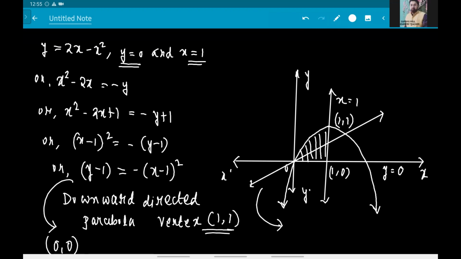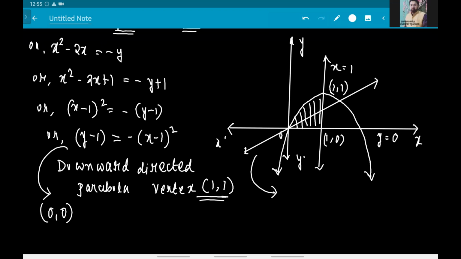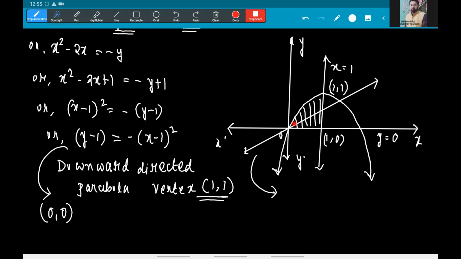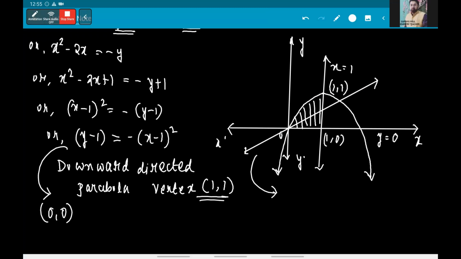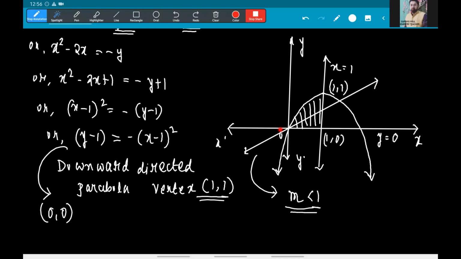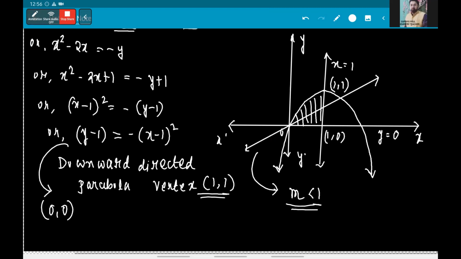Here you can see that this line, which is dividing this shaded area into two equal halves, is passing through the origin obviously, and it is passing below the vertex of this parabola, y minus 1 equal to minus of x minus 1 whole square. So the point 1 comma 1 is lying above. That means the line is passing beyond the point 1 comma 1. Suppose I am marking the slope of this line as m. Whatever the slope may be, it should be less than 1, because the line is passing below the point 1 comma 1. So the slope must be less than 1. You can see that among the options given, the first option is y equal to x.